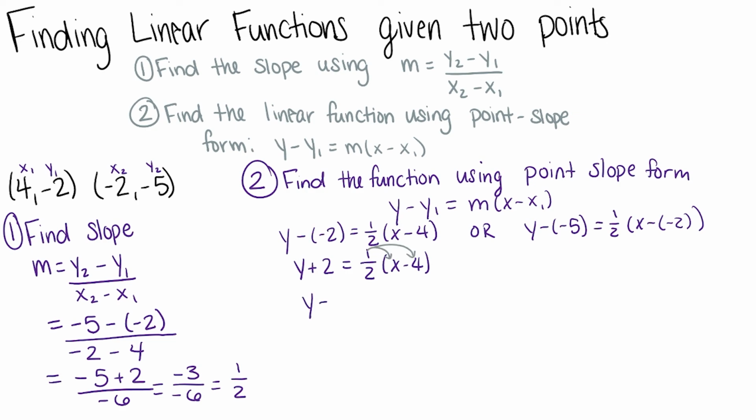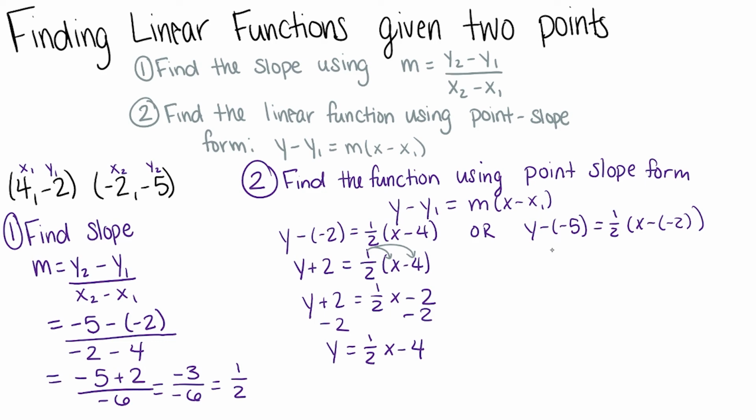So this gives us y plus 2 equals 1/2 x. 1/2 times 4 is 2, so 1/2 x minus 2. Let's get y by itself by subtracting 2 from both sides. So this gives us the function y equals 1/2 x minus 4.